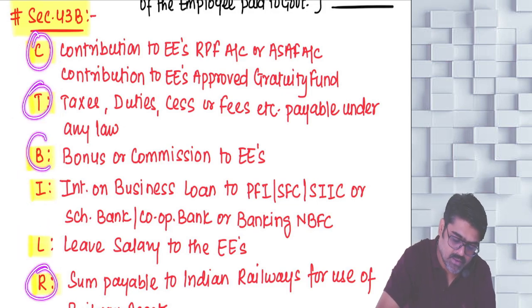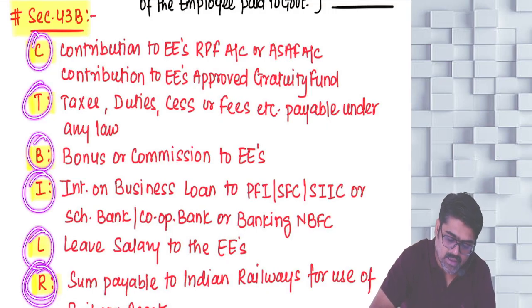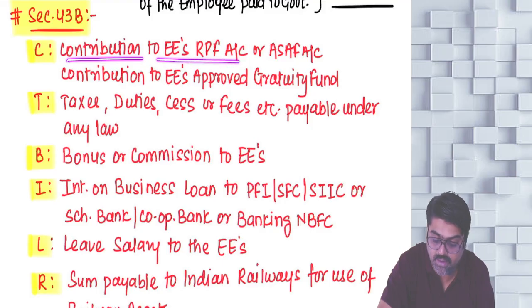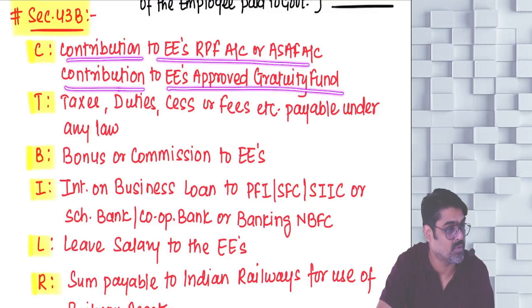C, T, B, I, L, R. C for contribution to employees' RPF account or ASF account, or contribution to an approved gratuity fund account.